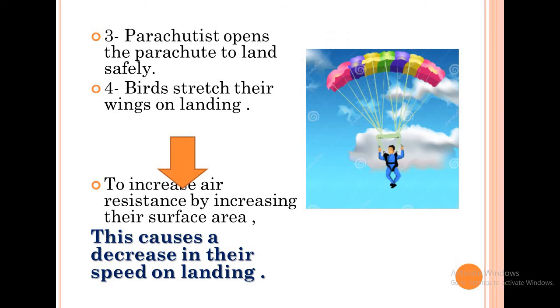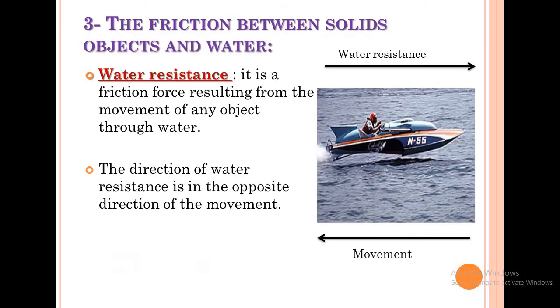On the other hand, parachutists open the parachute or the birds stretch their wings to increase the air resistance and increase surface area. Second type here is called water resistance.